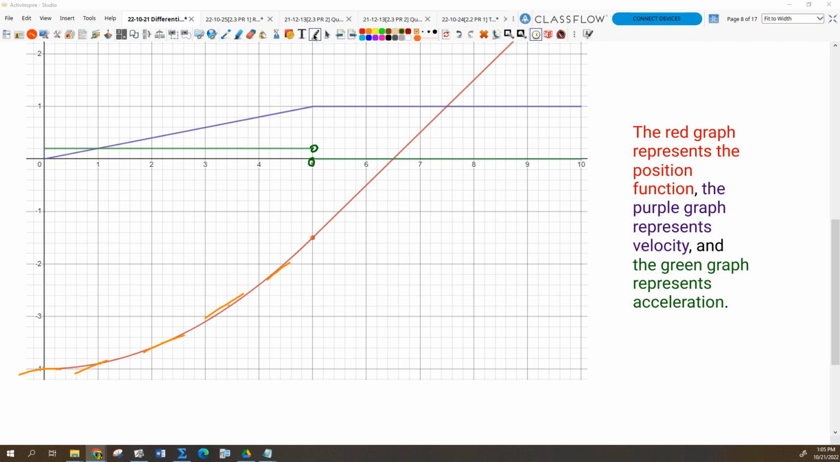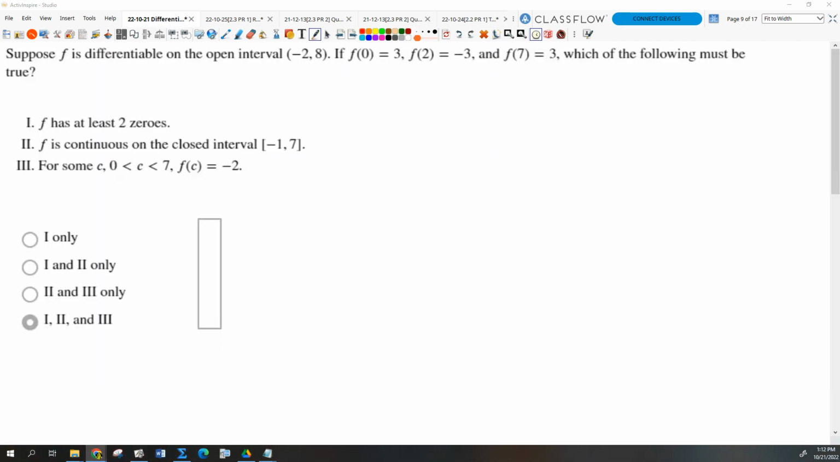Oh, acceleration. Okay, I guess I didn't talk about how we did that. Acceleration is the derivative of velocity, right? And so this first section of the velocity graph has a constant positive slope, so the acceleration is positive and constant, and then it shifts to a constant 0 slope. So the acceleration drops to a value of 0. Okay, does that help? I forgot to say that part.